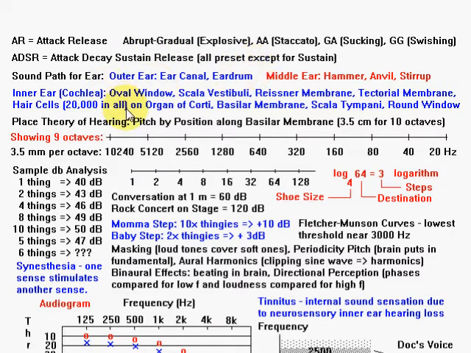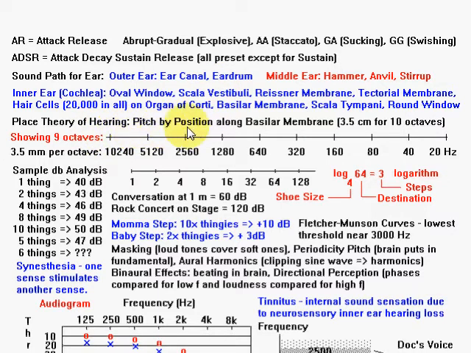So for the sound path in the ear, it's good to go back and review the other chapter where I have the picture of the ear. This is simply listing the order: the outer ear, here the path where you go to the ear canal, the eardrum, and then you go to your middle ear, the hammer, anvil, and stirrup. Then you go to the inner ear, which is here: oval window, scala vestibuli, Reissner membrane, tectorial membrane, hair cells, 20,000 in all, the organ of Corti on the basilar membrane, scala tympani, round window. But the picture will help you put all that together in another video where we have reviewed that chapter.